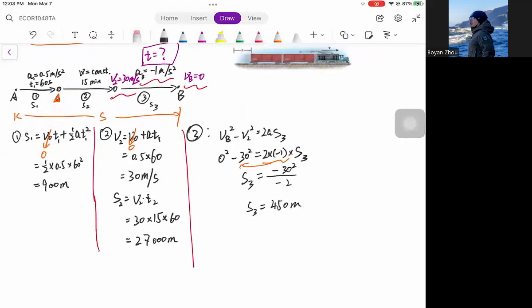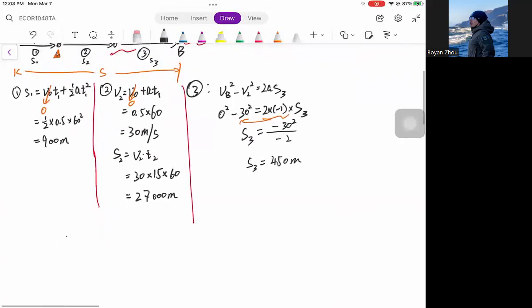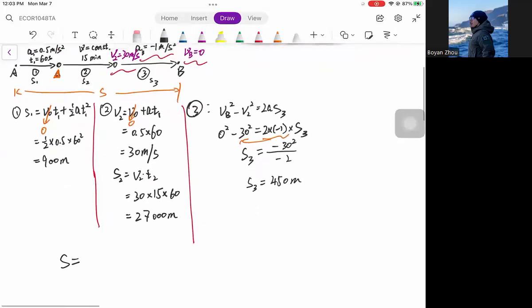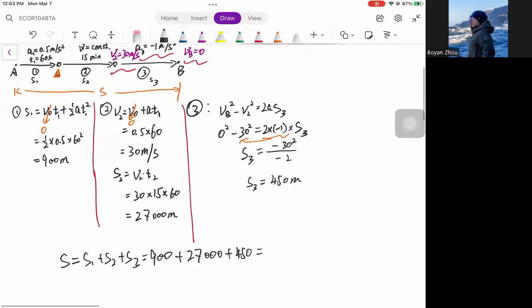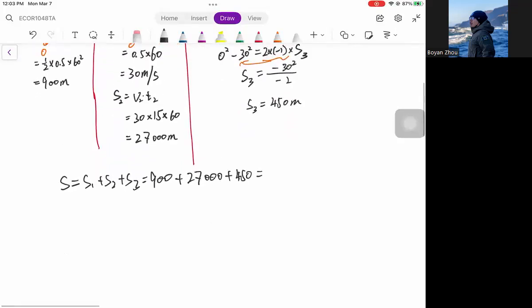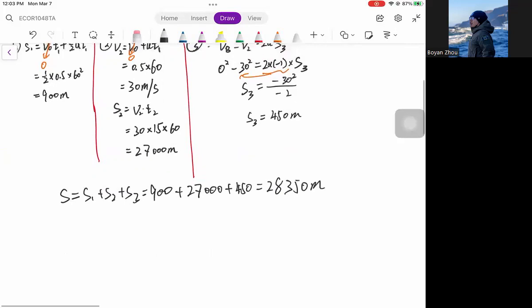Okay, so we have S1, S2, and S3. And the total distance from station A to station B is just going to be the sum of them. That is going to be 900 plus 27,000 plus 150, and it's going to be 28,350 meters.